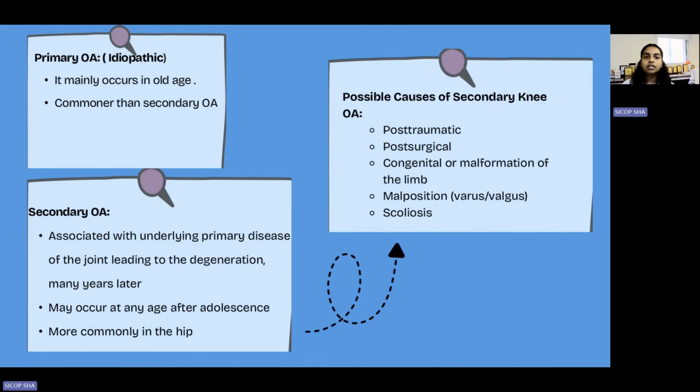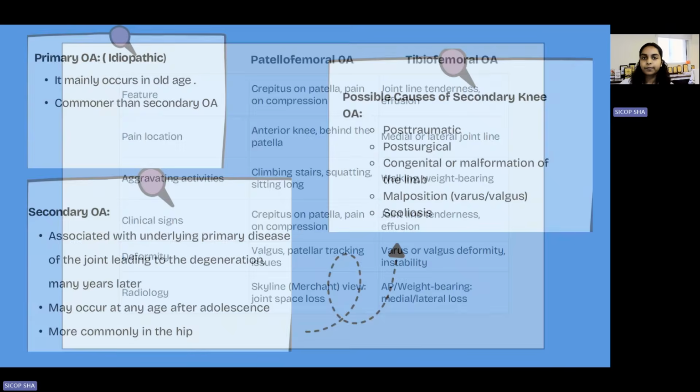Primary OA mainly occurs in old age. It is idiopathic. It is more commonly seen than secondary OA, whereas secondary OA is associated with an underlying primary disease of the joint, leading to degeneration, which can be seen many years later. It can occur at any age after adolescence and is more commonly seen in the hip. The possible causes for secondary knee OA are post-traumatic, post-surgical, congenital or malformation of the limb, any malposition like varus or valgus, and scoliosis, as it affects the whole kinetic chain, leading to secondary knee OA.